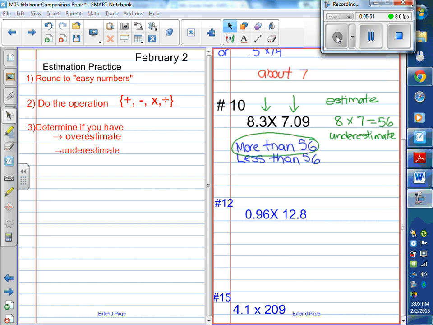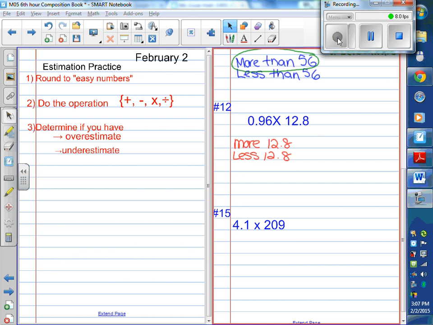Like if you're seeing how many people you can invite to a party, or if you have enough stuff for all of your friends, you might want to underestimate the amount of people you could bring so nobody's left out. But if you're trying to make sure you have enough party supplies, you want to overestimate the supplies. So there's different times you would overestimate or underestimate. So, does that help? Yeah.